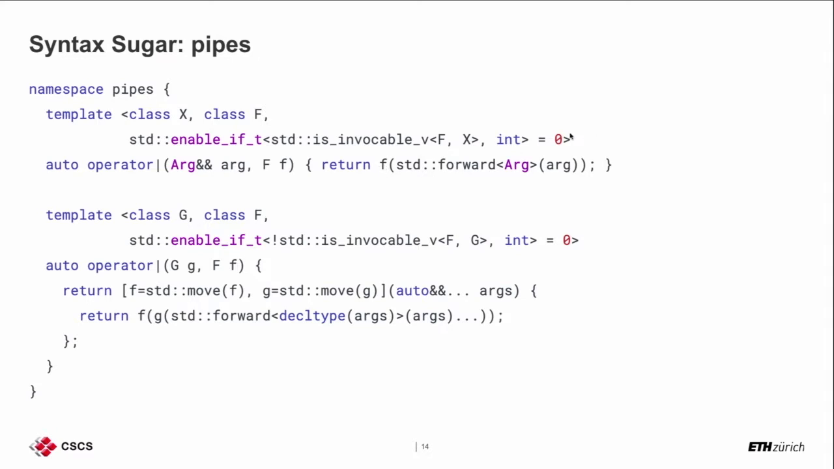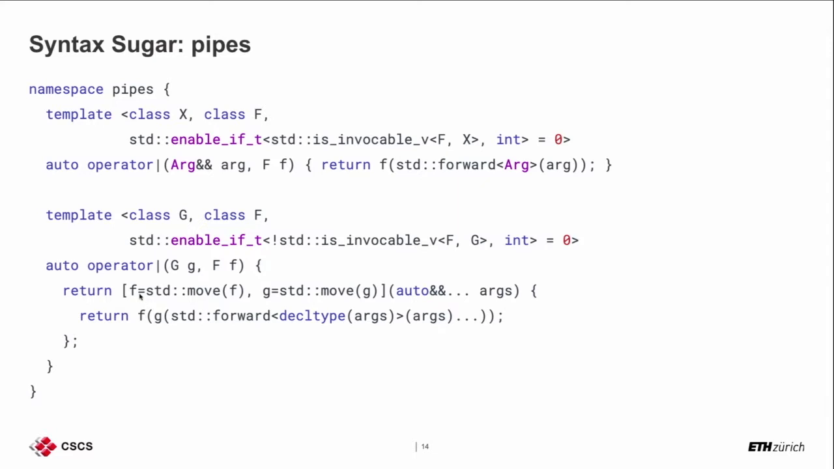It calls the function with the arguments and delegates the result. If it is not, we do function composition. We return a functor that does composition. Here, we use another feature that was not mentioned. We move our stuff into the lambda with that syntax.